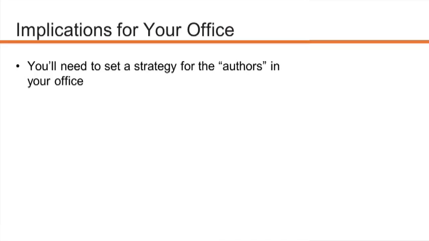Well, this is what we're going to talk about more in this next section, the logistics. You're going to need to set a strategy for the authors in your office. Now, what do I mean by this? Well, right now, the way the system is set up is that there is a mapping, a rule that says one page gets one author. Now, that's fine, that's easy in an office where you're practicing alone, where you're a solo practitioner.